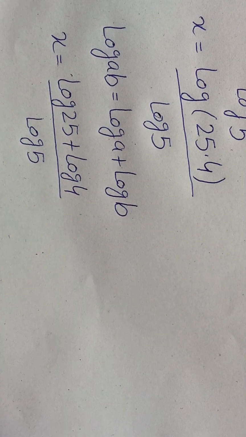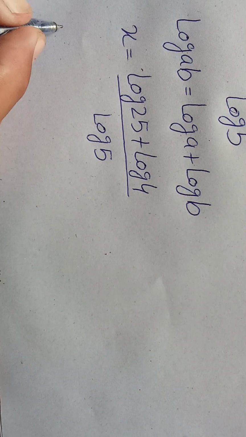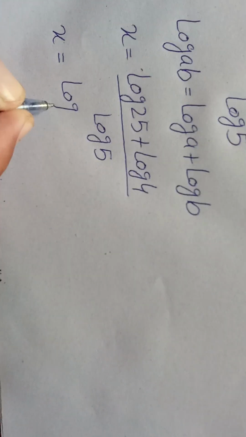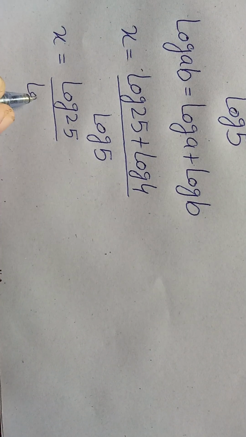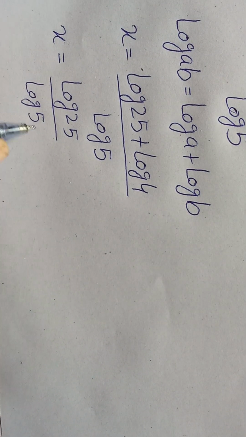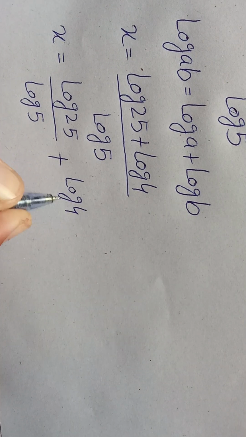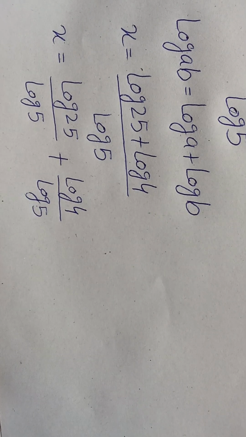Now I can write log 5 separately on each term. So x is equal to log 25 divided by log 5 plus log 4 divided by log 5. Now I am going to the next page.